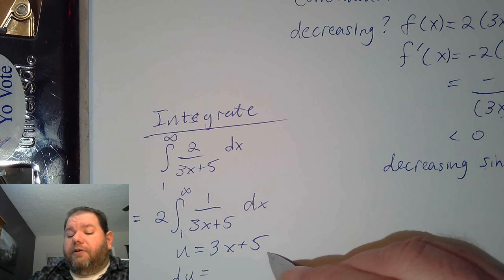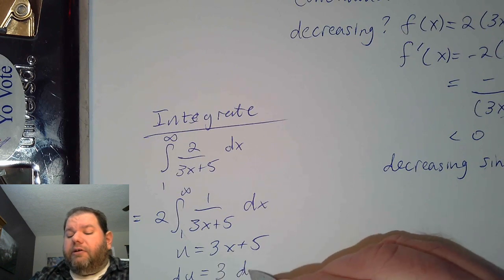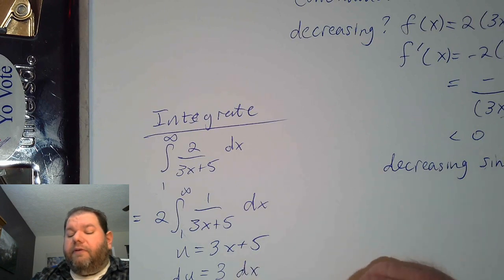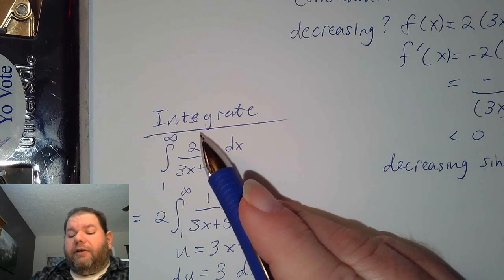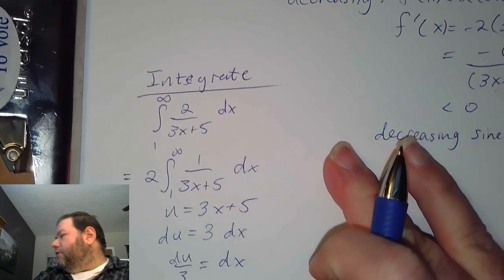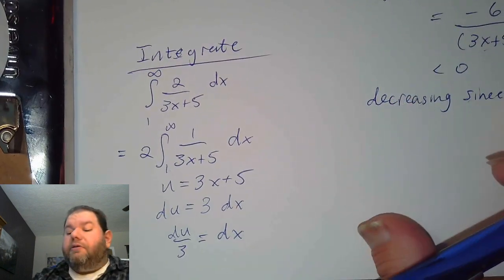Now, the derivative here is 3. But we don't have an extra 3 here for this derivative. Normally, we would expect to see like 3 over 3x plus 5. So we'll take du over 3 and use that to replace dx.